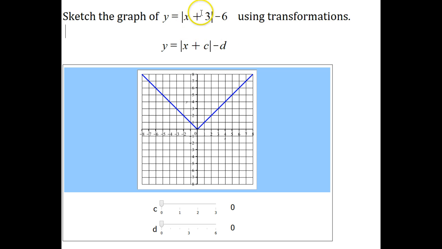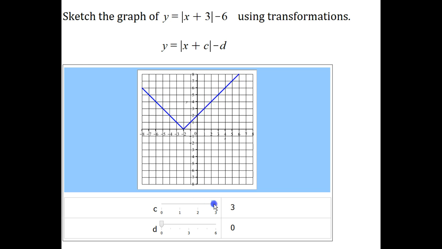So in this example we're starting with the absolute value function. Inside of there we're adding 3 to x. Inside of the absolute value we know that that shifts the graph left 3 units. Right? For inside changes we do the opposite of what's indicated. Subtracting 6 on the outside, that's more direct. We're going to move the graph down 6 units by subtracting 6 from each y coordinate.